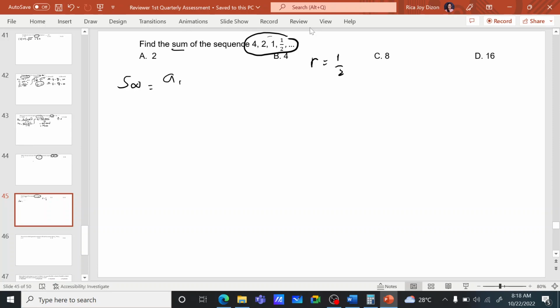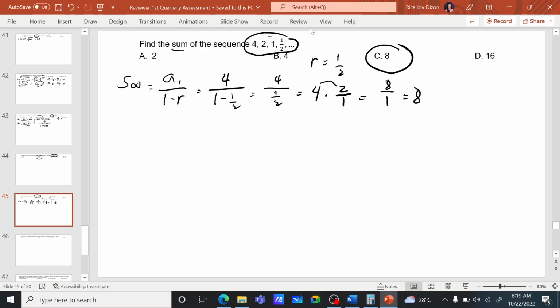Looking for the sum, it's an infinite geometric sequence. For the sum to infinity, the formula is a sub 1 over 1 minus r. The first term is 4. The common ratio is 1/2. In the denominator, 1 minus 1/2 is 1/2. To divide 4 by 1/2, we simply multiply 4 by the reciprocal of the denominator. 4 times 2 gives us 8, divided by 1 is 8. That's option C.